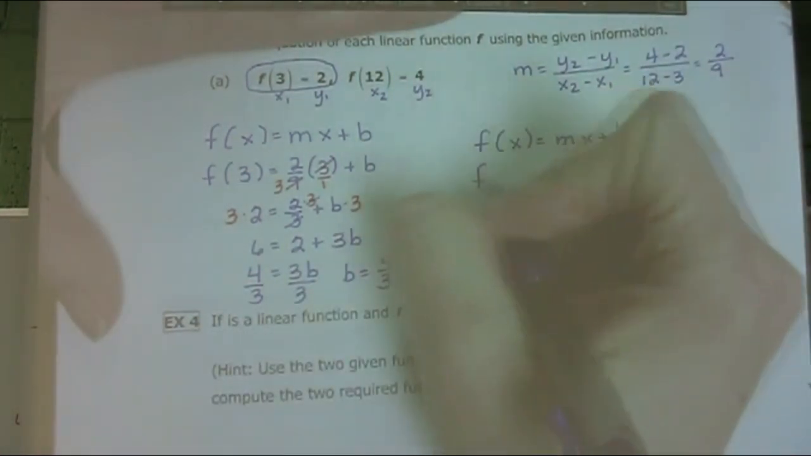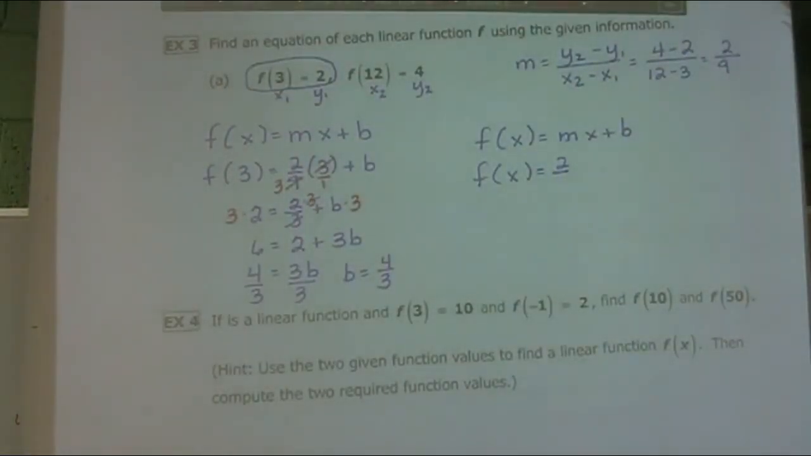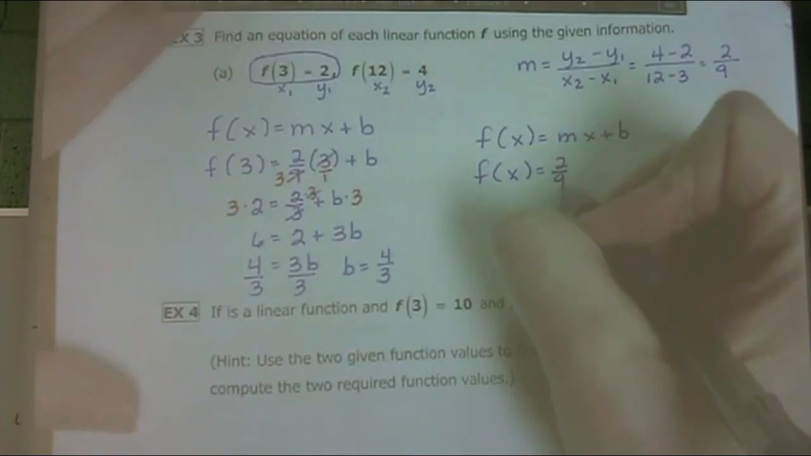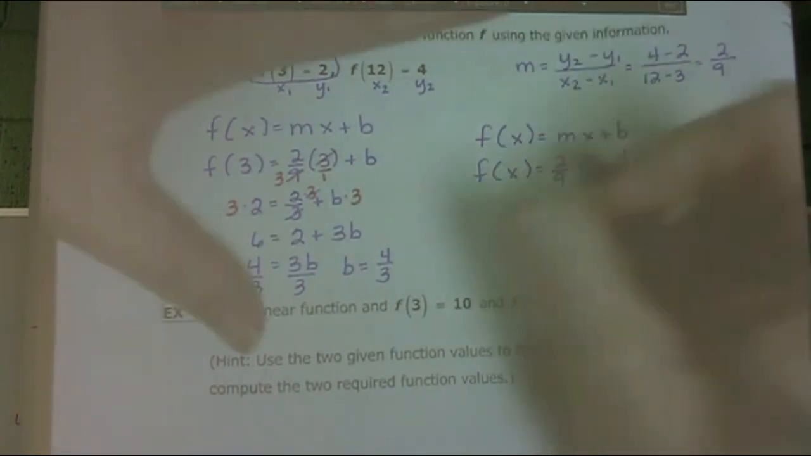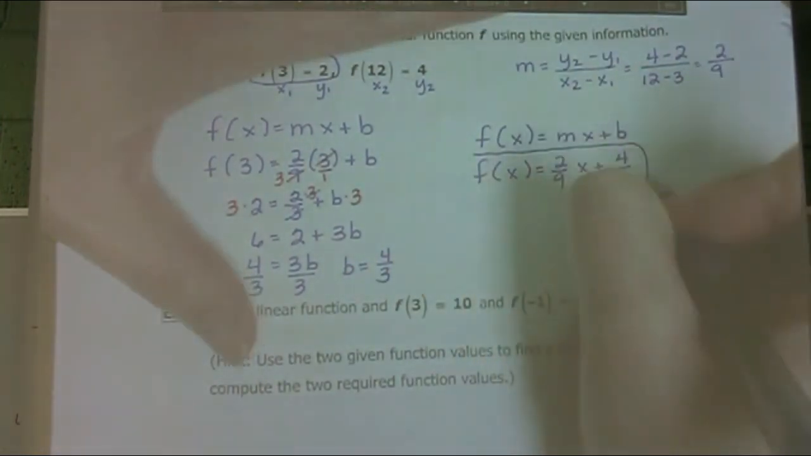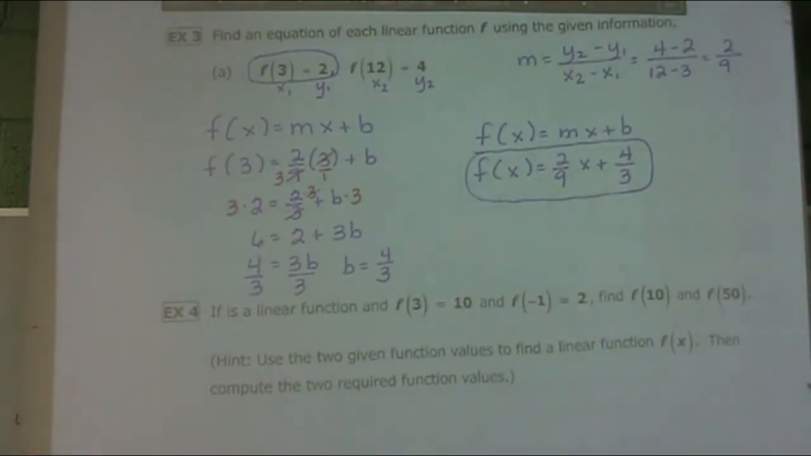So we've got f of x equals 2/9 x plus 4/3. So this is your first example that has a fraction in it. And we will save the last problem for a future date.